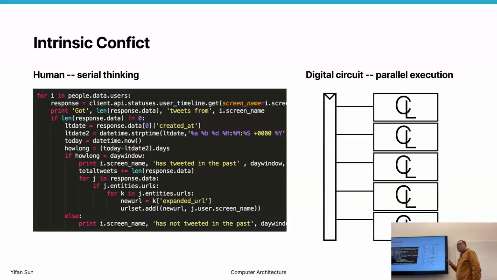But digital circuits have parallel execution. There are so many combinational logic units, and they can do calculations and logic operations at the same time. If we only do one instruction at a time, say an add operation, then we're only using one combinational logic. We're wasting all the other combinational logic and registers in our whole chip, right?